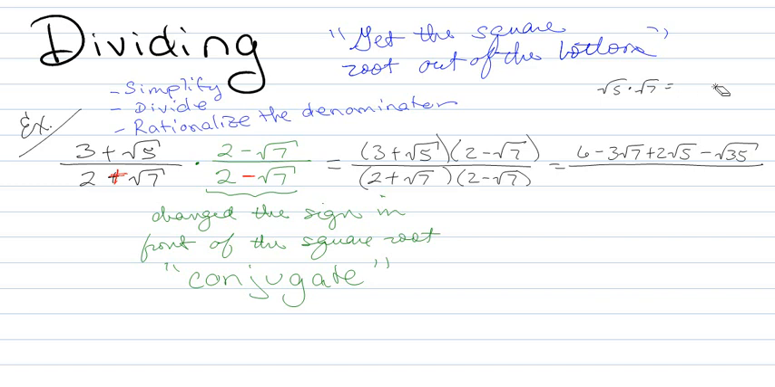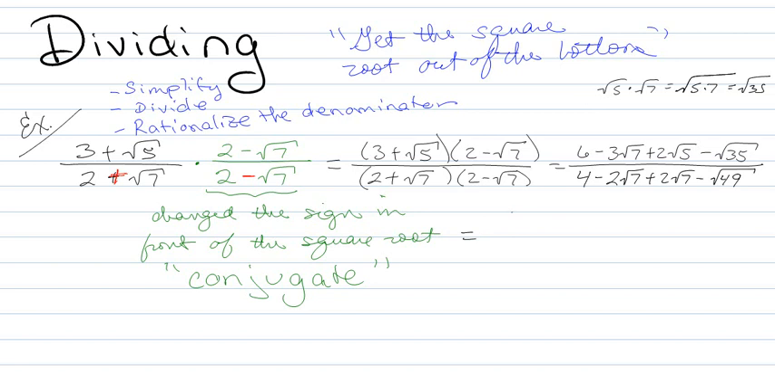Remember? Maybe? Does that make it better? If not, let me know and we'll make it better. So we did the top, now we'll do the bottom. First, 2 times 2, 4. Outer, minus 2 root 7. Inner, plus 2 root 7. And last was negative square root of 7 times 7, square root of 49.